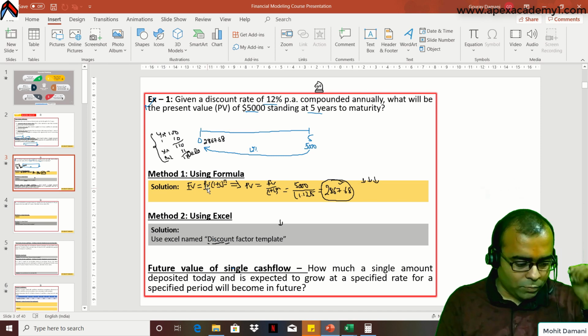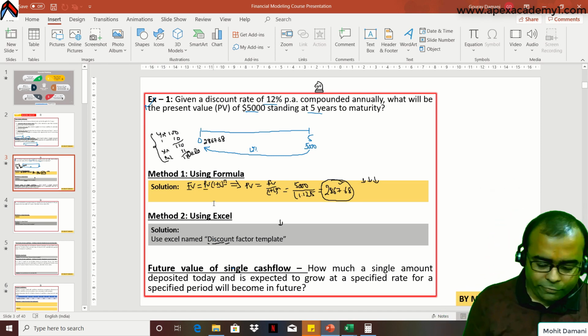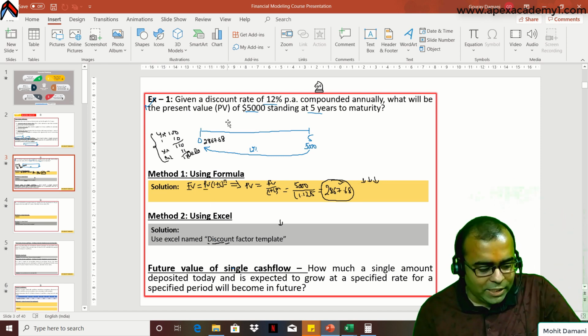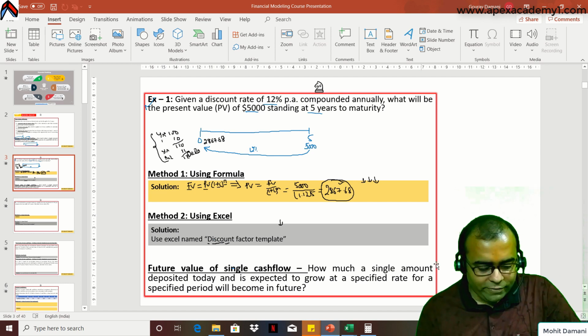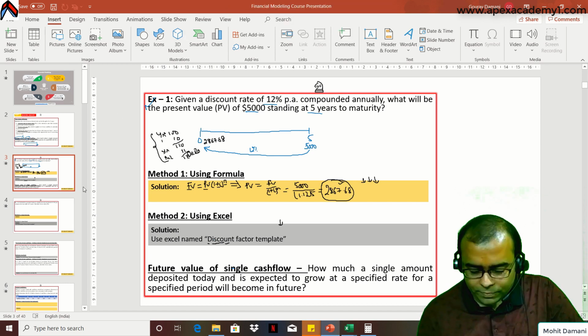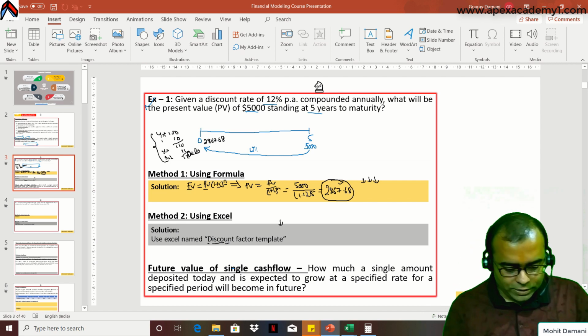Now let's move ahead to the concept of future value. If present value is clear, then it is very obvious that the future value concept will be relatively easier to understand. Okay.